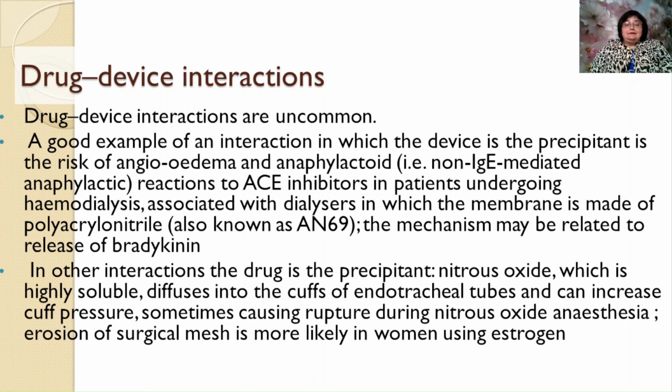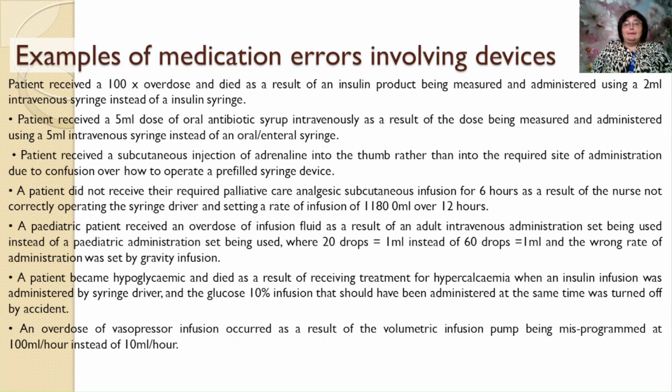In other interactions, the drug as the precipitant is nitrous oxide, which is highly soluble, diffuses into the cuffs of endotracheal tubes and can increase cuff pressure, sometimes causing rupture during nitrous oxide anesthesia. Erosion surgical measure more likely in women using estrogen. Example: medication error involves devices.